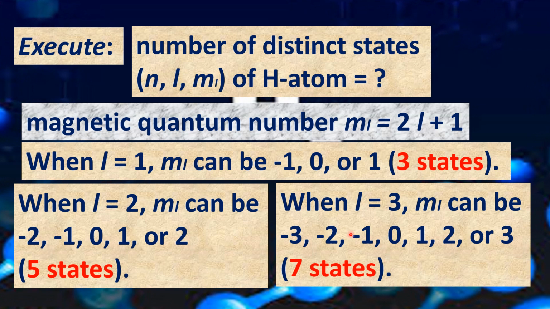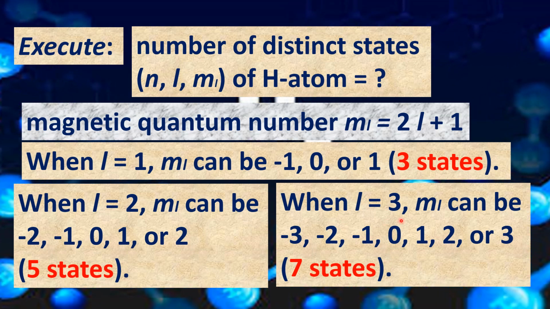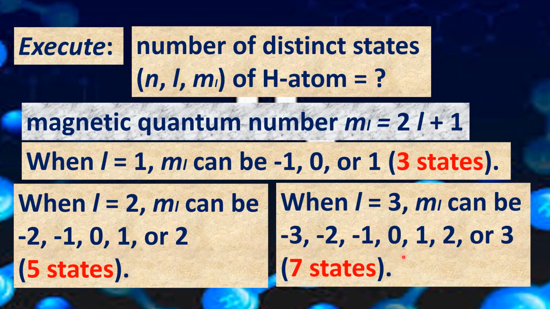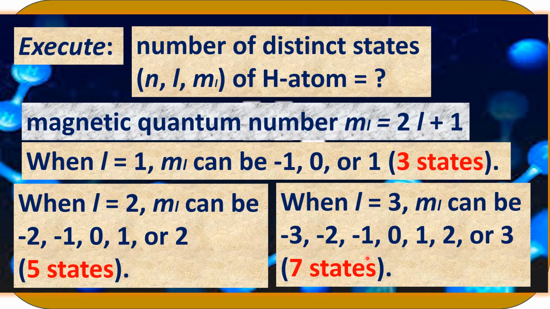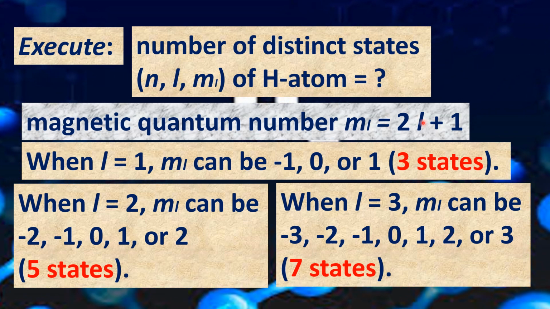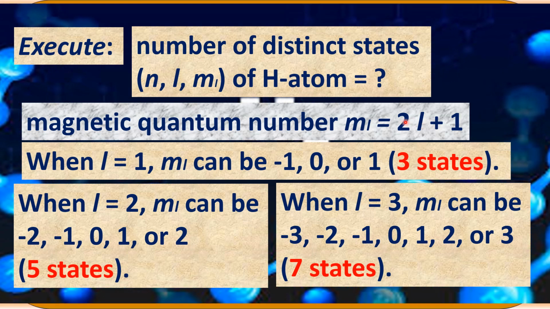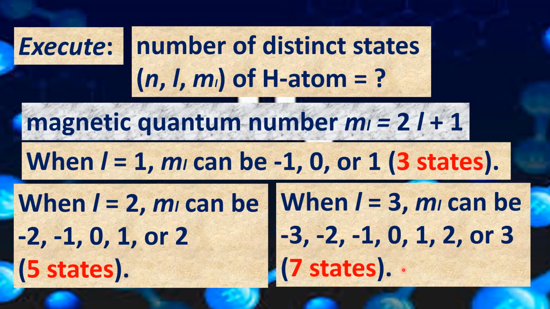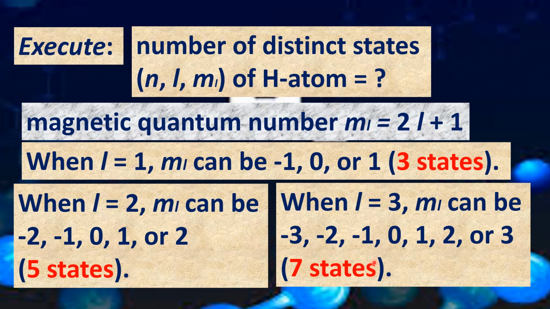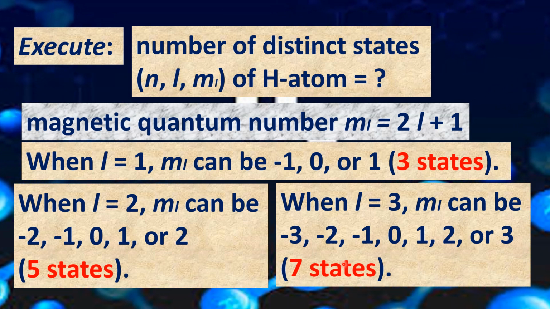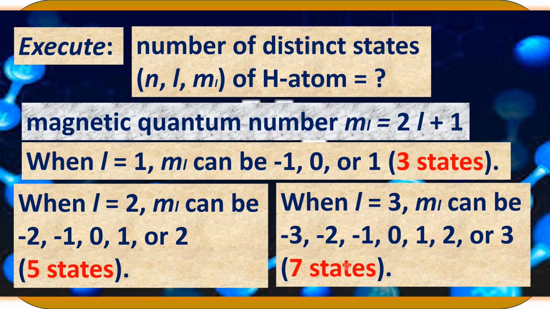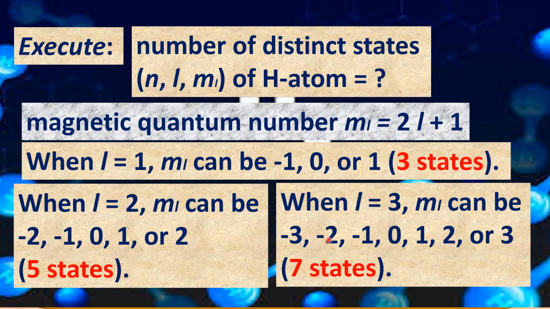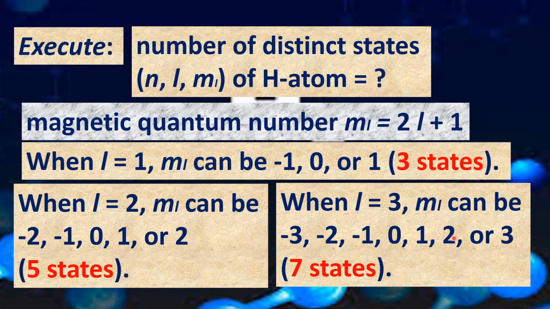Lastly, if l equals 3, how many states will there be? If l is 3, that would mean 2 times 3, 6, plus 1, we will have 7. So there will be 7 electron orbitals, or 7 distinct states. And these are: m sub l could be negative 3, negative 2, negative 1, 0, 1, 2, or 3.